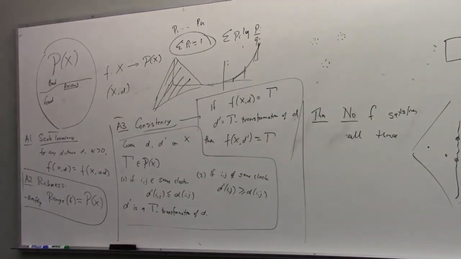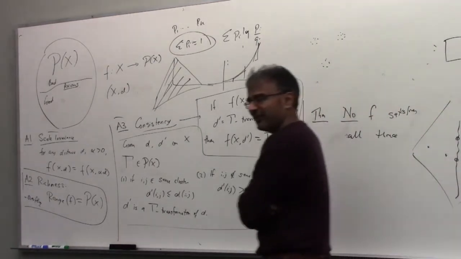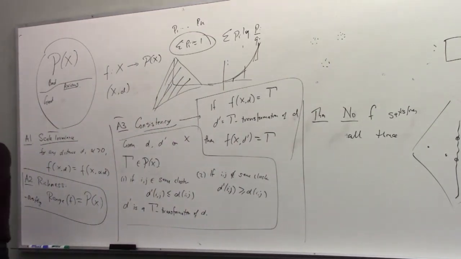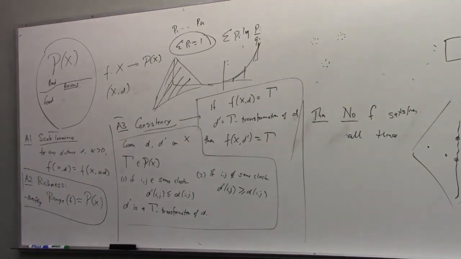So it's saying something that sounds very plausible: that if you make close things closer and far things further, it should not affect anything you do. Your clustering algorithm should be doing the same thing as it did before. It should not be doing anything different. That, at least to me, sounds extremely plausible.